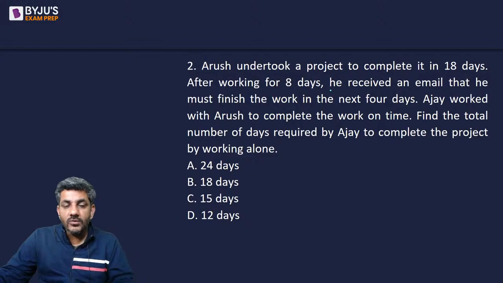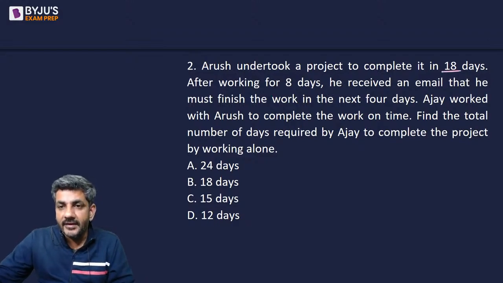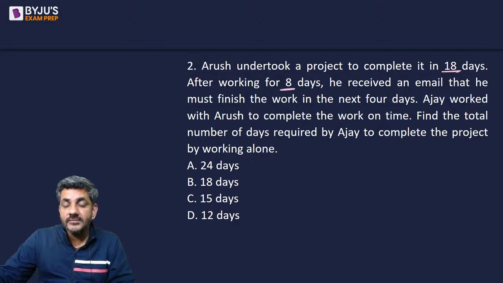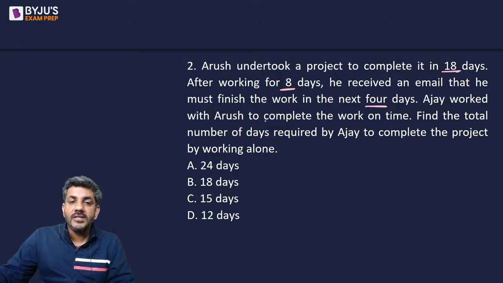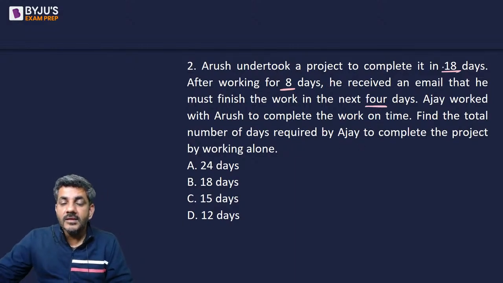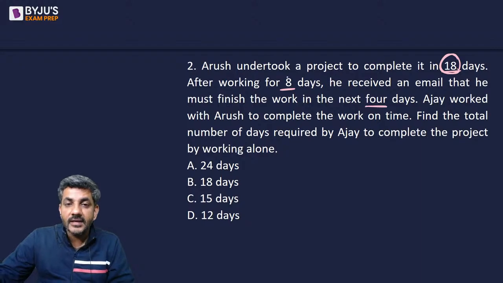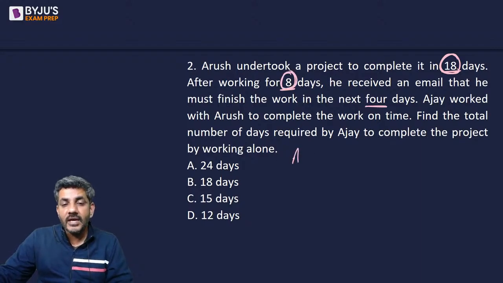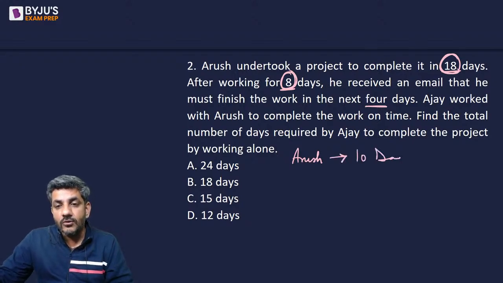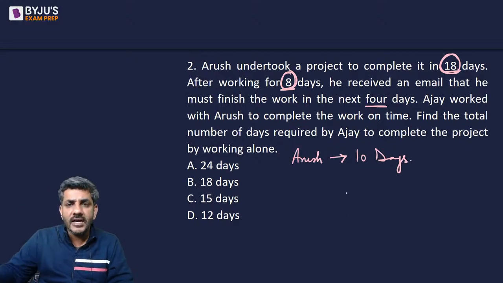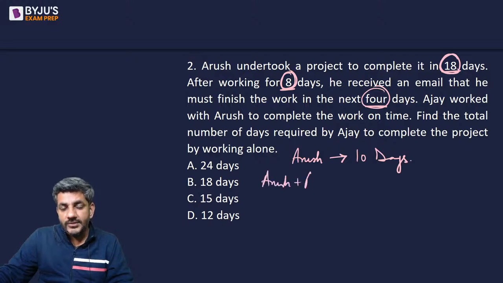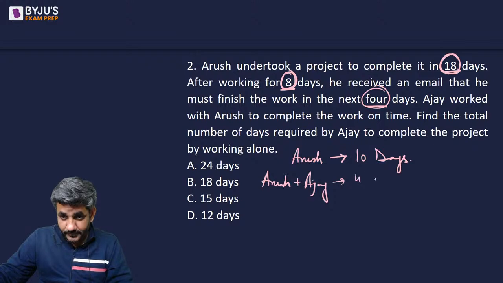It says Arush undertook a project to complete it in 18 days. After working for 8 days, he received an email that the work must be finished in the next 4 days. Ajay worked with Arush to complete the work on time. Find the time taken by Ajay alone to complete the work. See, Arush can complete the work in 18 days and he has already worked for 8 days. So, can I say the remaining work must have been completed by Arush in 10 days? If Arush alone would have done the remaining work, he would have taken 10 days. But along with Ajay, he could do it in 4 days. So, Arush and Ajay together, they could do the work in 4 days.